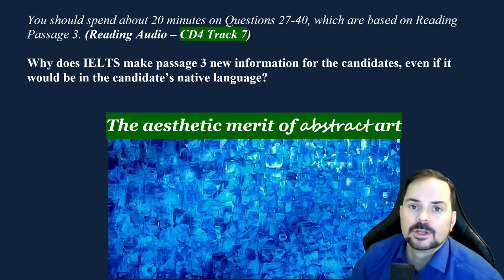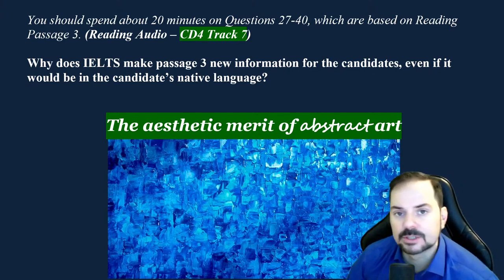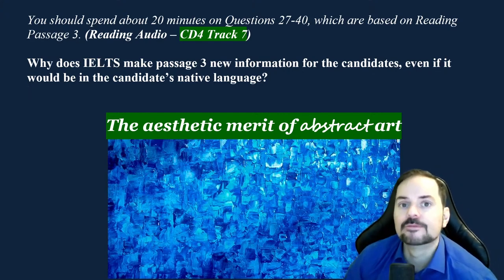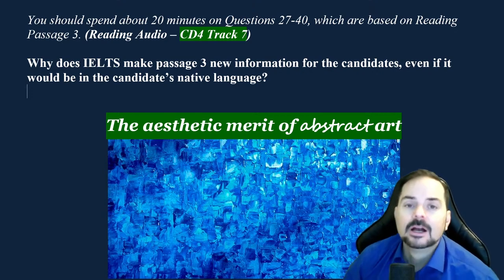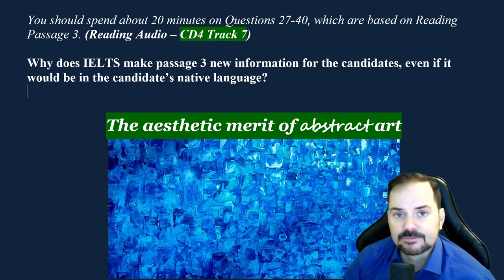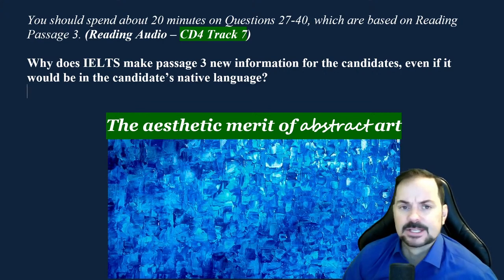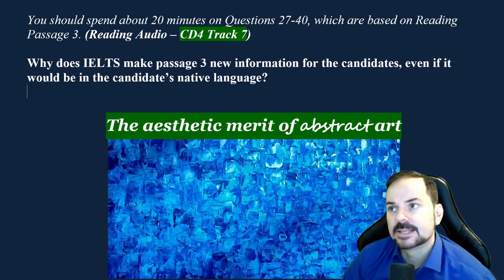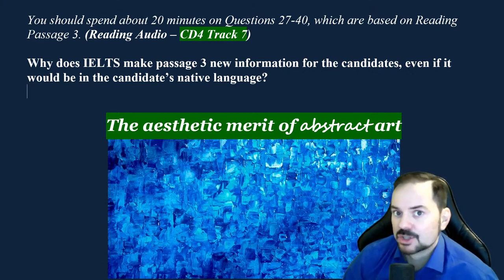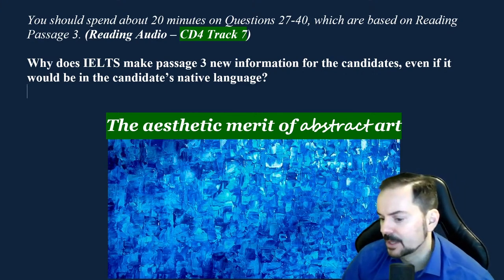So maybe the first one, passage 1, it's about volcanoes, and most of us learned about volcanoes in elementary school, so it's not new for us. Or maybe passage 2 will be about the subway, metro system, and a lot of us are familiar with that, so it's not new. But then suddenly passage 3 is something like the aesthetic merit of abstract art. What? When I did the IELTS exam, it was about pesticide use in Australia. That was passage 3. Almost as weird as this one, right?